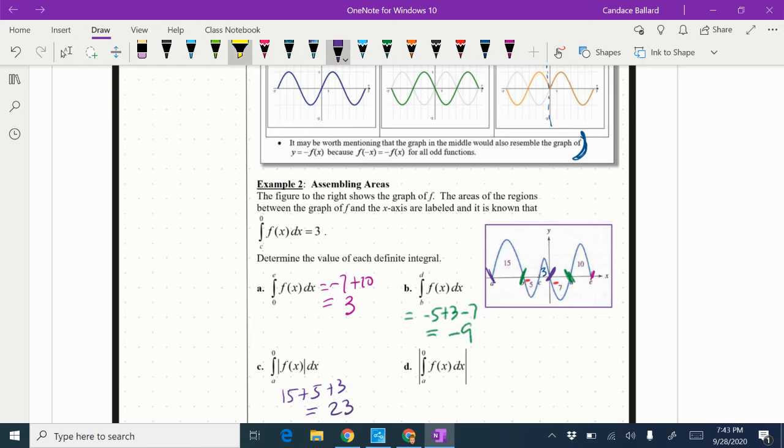Now the next one is a bit different. Now it's saying the absolute value of the entire function from A to 0. So what that means I do is I add together the values in here first, 15 minus 5 plus 3, and then I take the absolute value of them. So I get 13, which would be the absolute value would be 13.